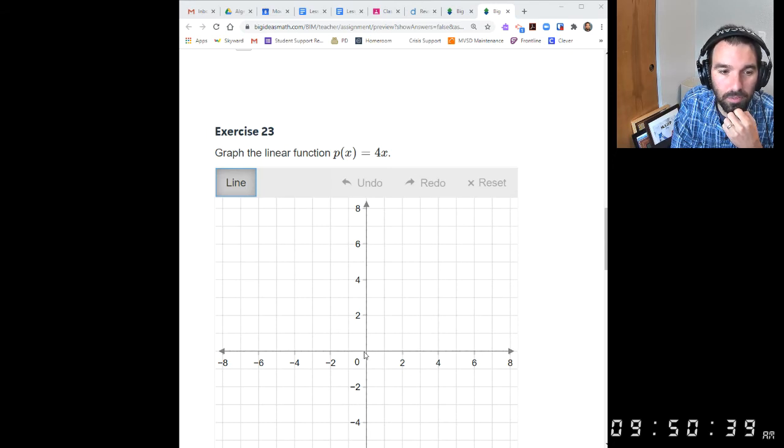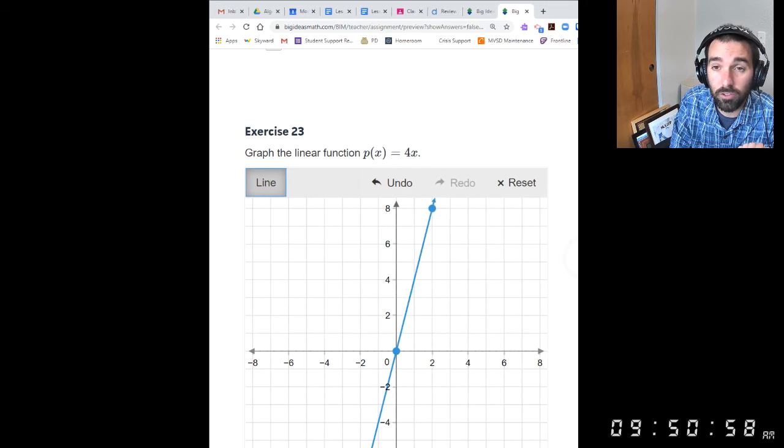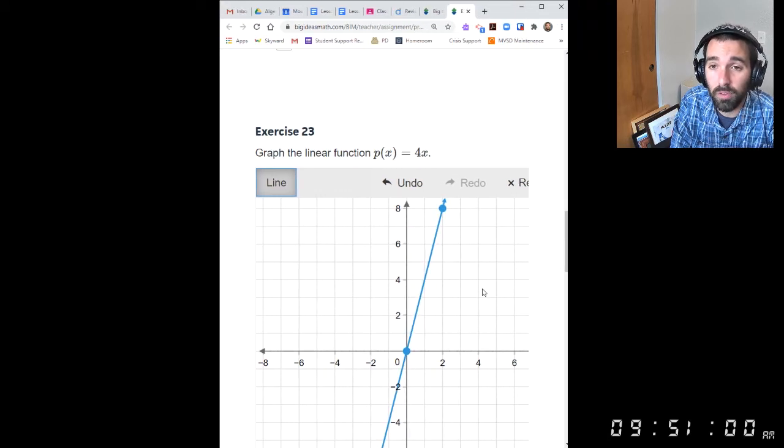4 times 0 is 0. So I would put a point right there. Do you see how a point shows up? And then I need one more point. So if I go over to 2, what's 2 times 4? 2 times 4 is 8. And as soon as I do that, do you see how it draws the line for me? Wonderful, okay?